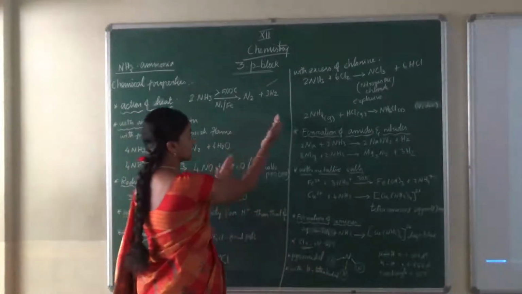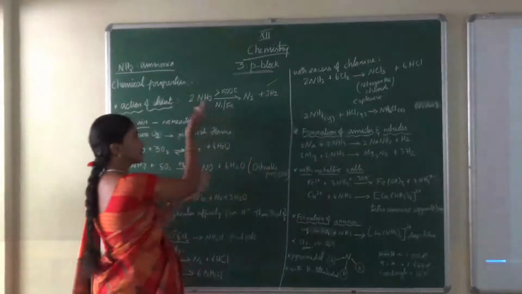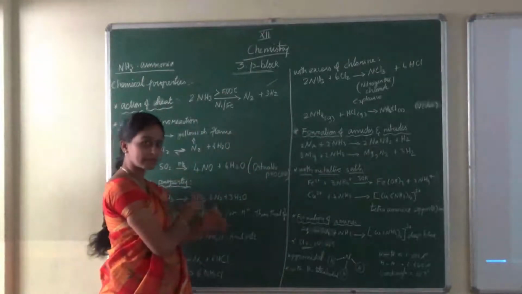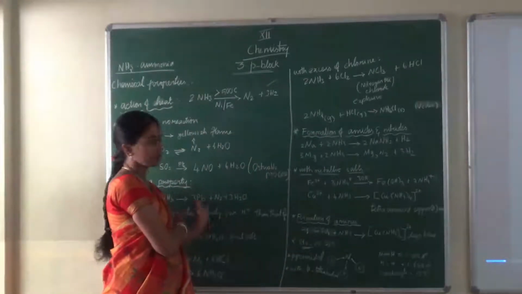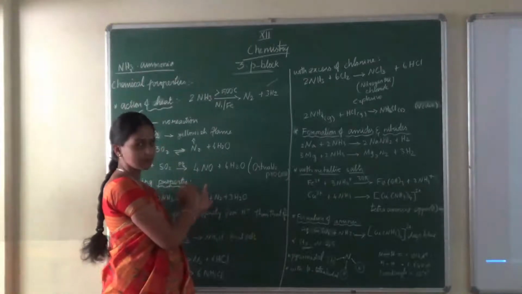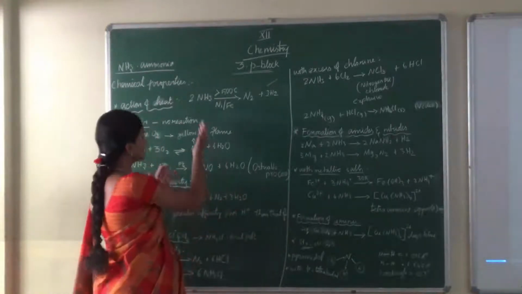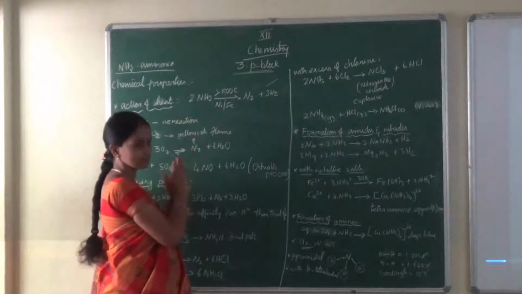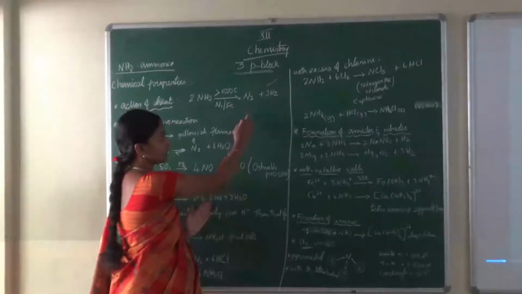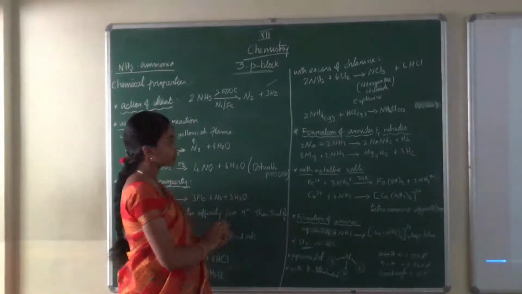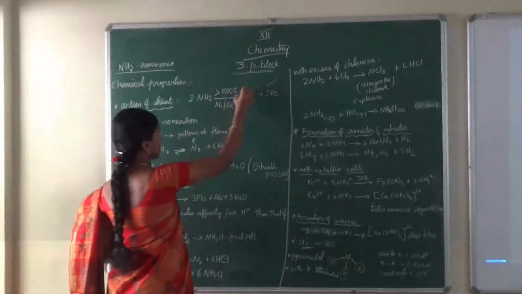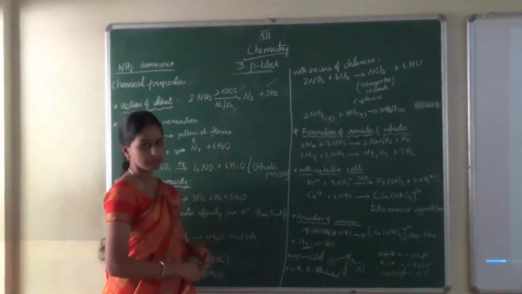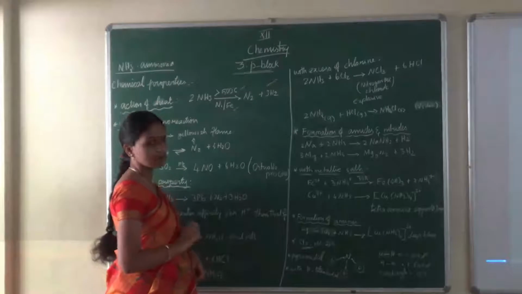When nitrogen and hydrogen react together, they produce ammonia, like that in the last class we have seen. Now we are just going to do the reverse. That is, when we heat the ammonia, it will be decomposed into nitrogen and hydrogen. The temperature and the catalyst are very, very important. You should not forget to write them.